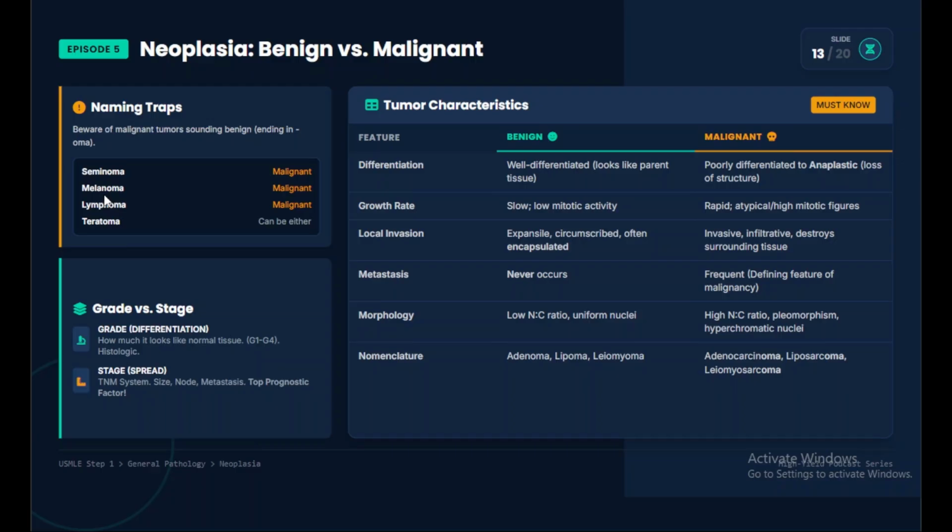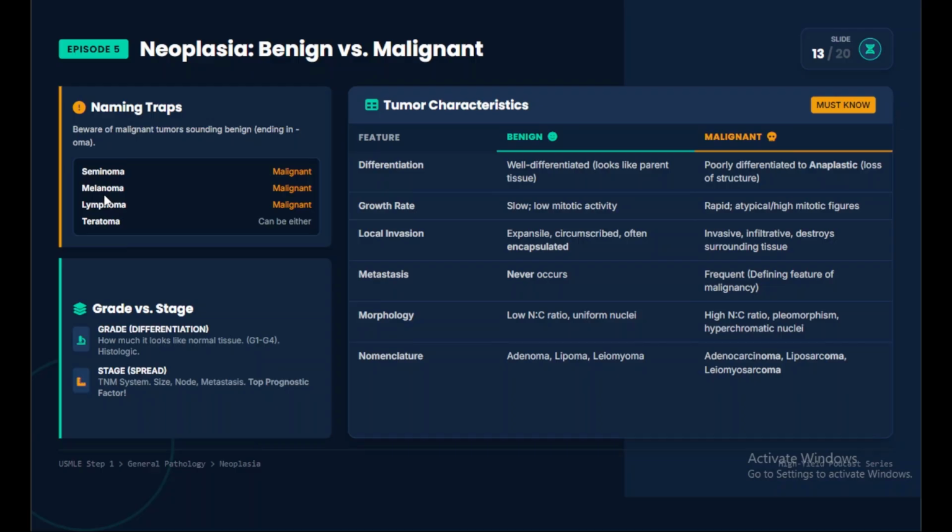Now the other thing is the stage, which is the extent, the spread. We use TNM staging for that: T for tumor size, N for nodal involvement, and M for metastasis. So stage is the most important prognostic factor, keep this in mind. Bigger size, node positive, and metastasis mean the worst outcome. Node involvement is actually metastasis at times. So grade is how it looks, and stage is how far it has gone. And stage is the most important prognostic factor.